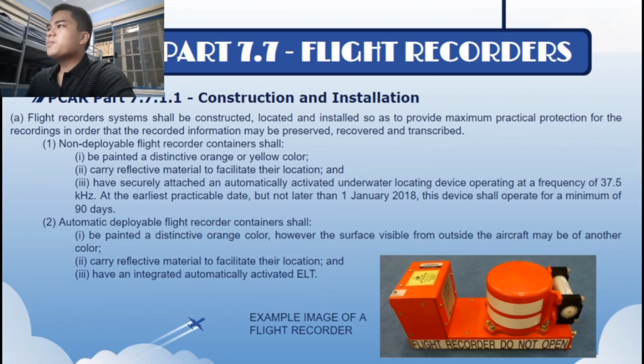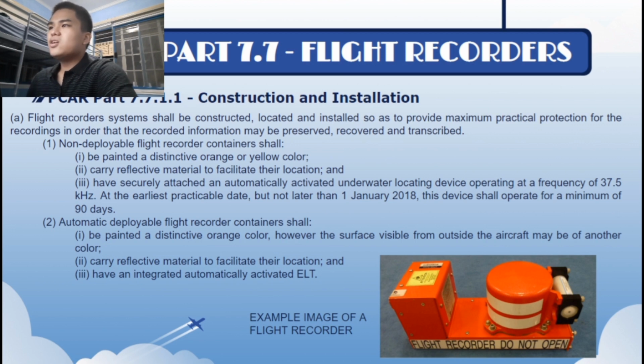Another part is PCAR Part 7.7, specifically PCAR Part 7.7.1.1. It talks about the construction and installation of flight recorders. For the construction and installation of flight recorders, this must be in the safest part of the aircraft, or to be specific, it is usually located at the tail side of the aircraft. It is to avoid the loss of information, so that it can be preserved and transcribed.